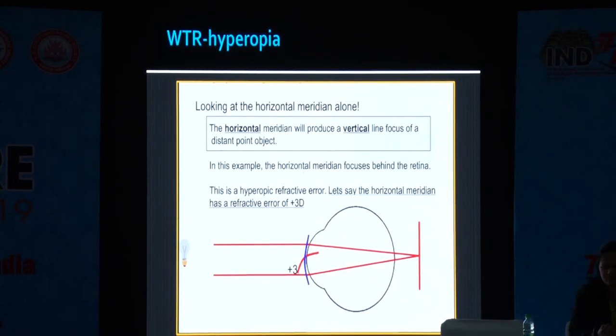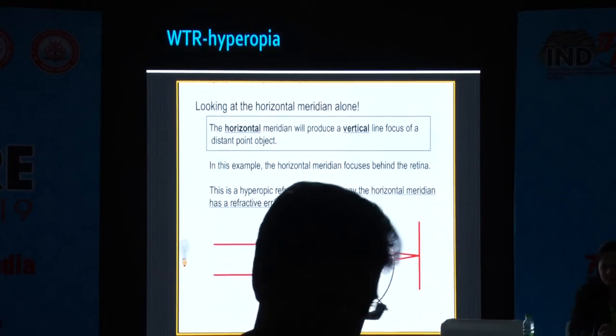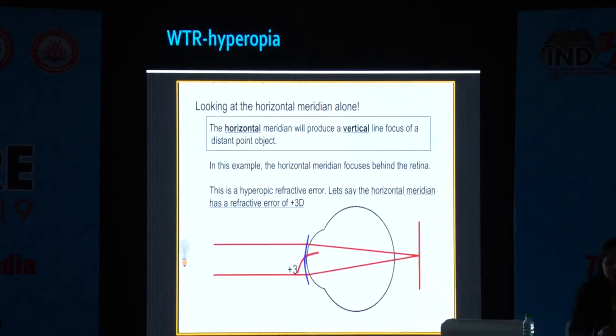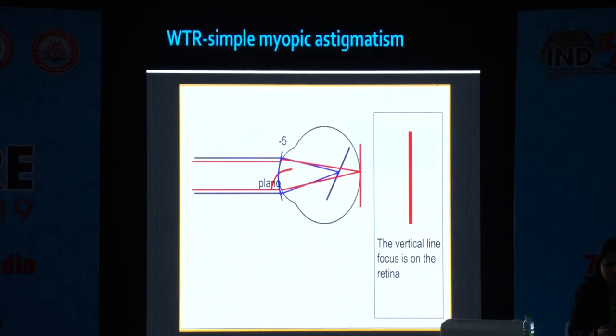Here, the cornea is flatter in the horizontal meridian. The horizontal meridian focuses light behind the retina in the vertical axis. This is again the same picture which has been combined.